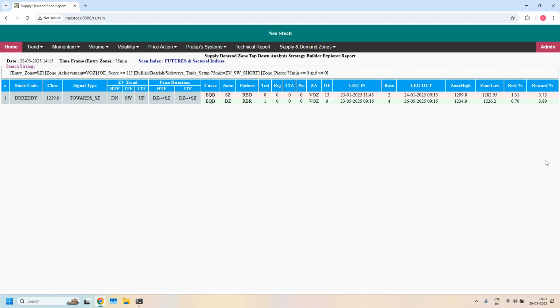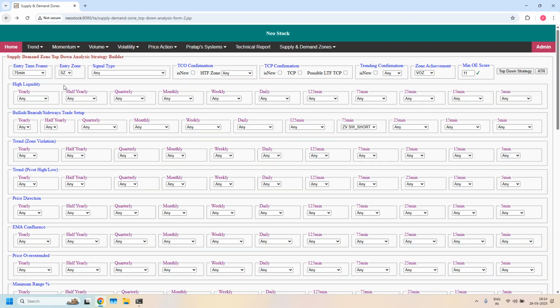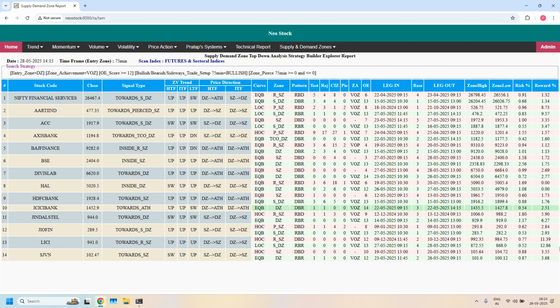Next, bullish trade setup for weekly income trade. The changes are 75 minutes demand zone. Here at 75 minutes, I am selecting bullish. In the three filters, only one change we are doing: minimum order enhances score 12. Now all three filters are applied to 75 minutes demand zone. We got 14 stocks. Bullish trade setup for weekly income trade, and entry time frame zones are 75 minutes demand zones. So all these are 75 minutes demand zones.